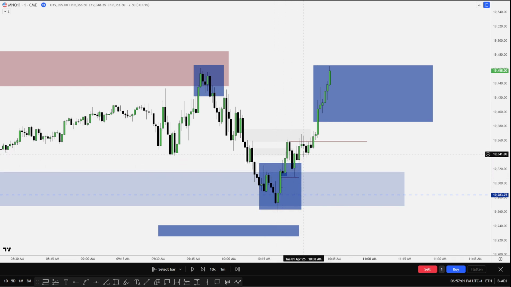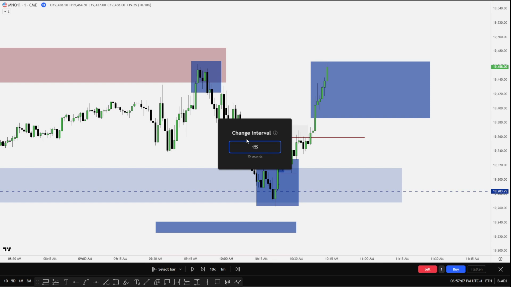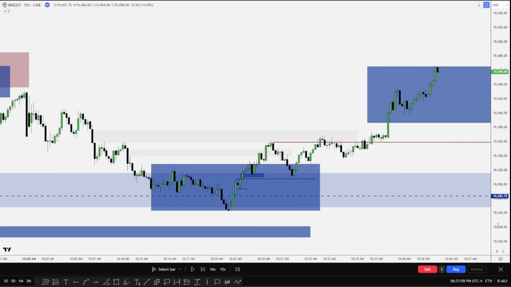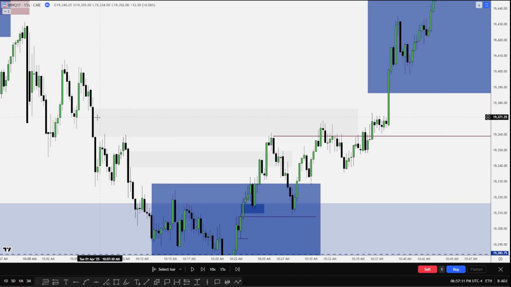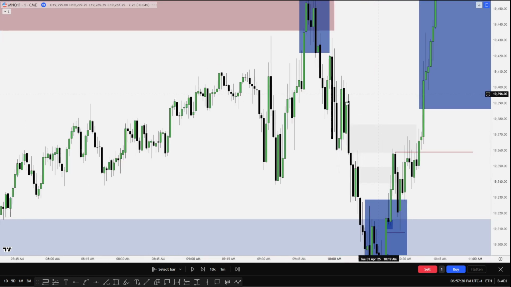But as far as the 15-second down here, I didn't catch this. I caught the ones over here. These ones I didn't catch. These ones I did catch. So before we blew through this fair value gap here, I bought down here, and then it ran up, and then obviously I hopped to the 1 minute and saw all this stuff.